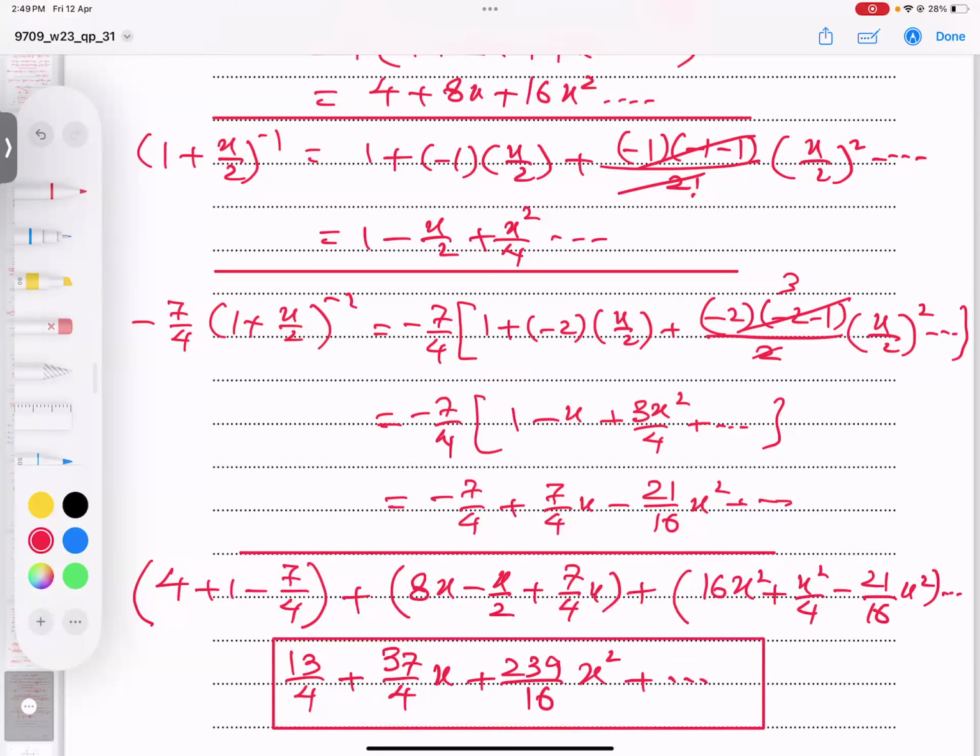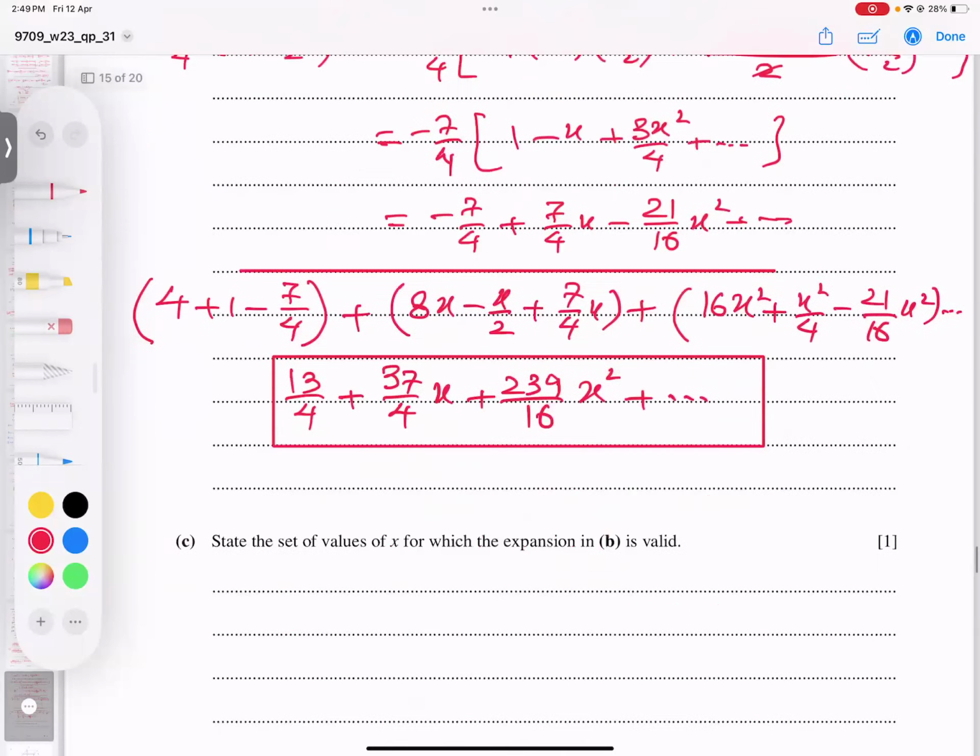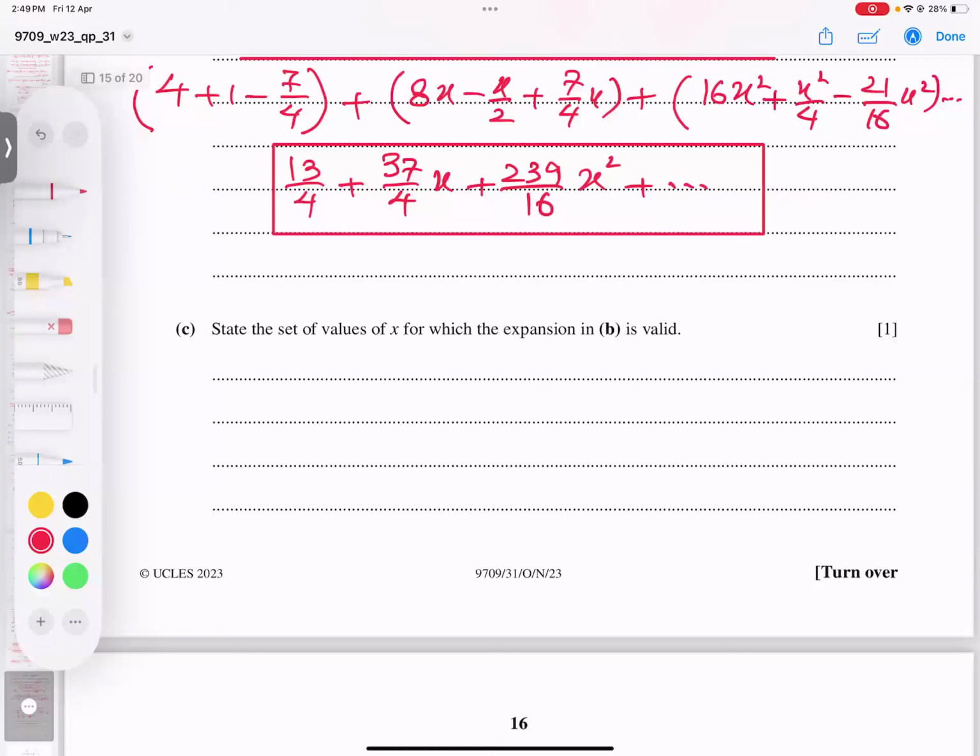We got our answer. So I think this part is very clear, students. It's a little complicated and lengthy. Anyway, this is done, and let's go for the next part.